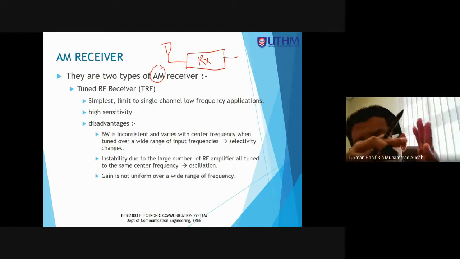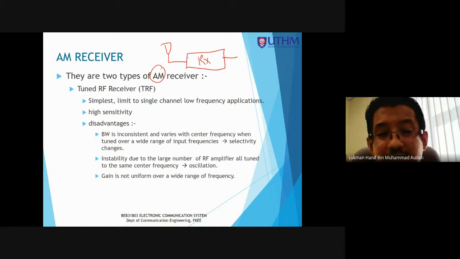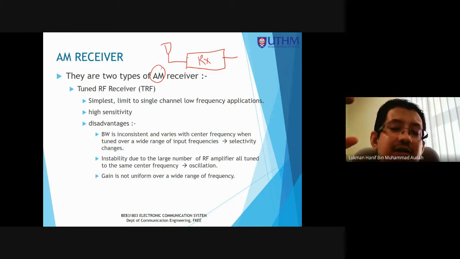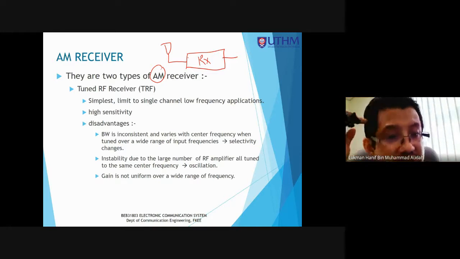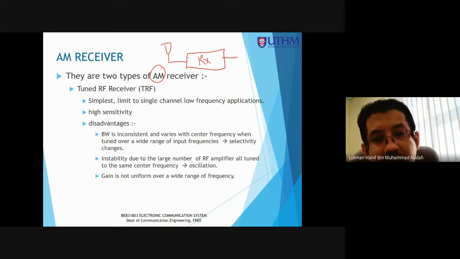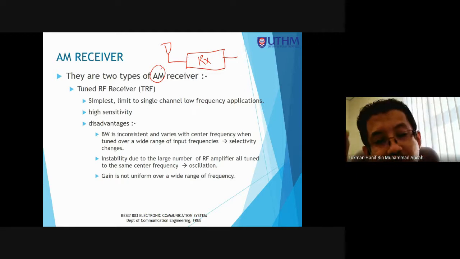So sebenarnya ada banyak jenis receiver, tetapi yang the most common ada dua. The first one is a tune RF receiver. So this is the most basic AM receiver, the simplest, limited to single channel, low frequency applications. So ini dia tak boleh tune terlalu banyak. Dia boleh tune kepada beberapa frequency band sahaja. It has very high sensitivity and a few disadvantages.